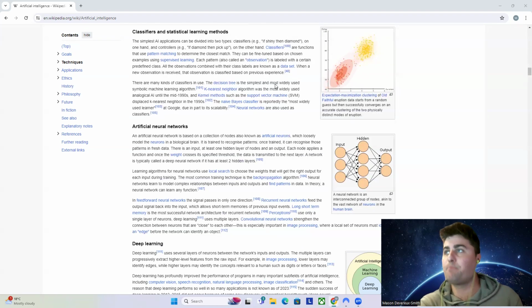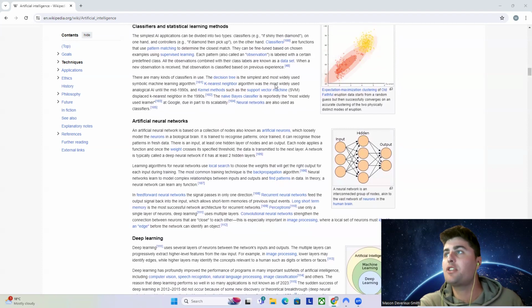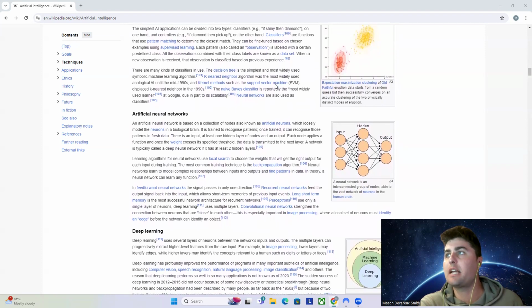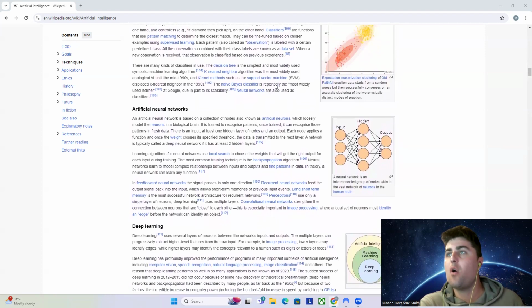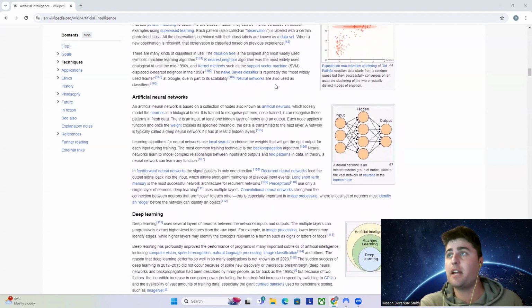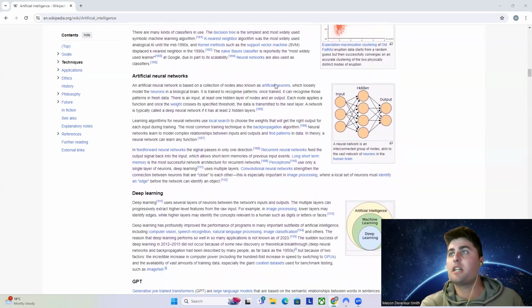On the other hand, classifiers are functions that use pattern matching to determine the closest match. They can be fine-tuned based on chosen examples using supervised learning. Each pattern, also called an observation, is labeled with a certain predefined class. All observations combined with their class labels are known as a data set. When a new observation is received, that observation is classified based on previous experience. There are many kinds of classifiers in use.